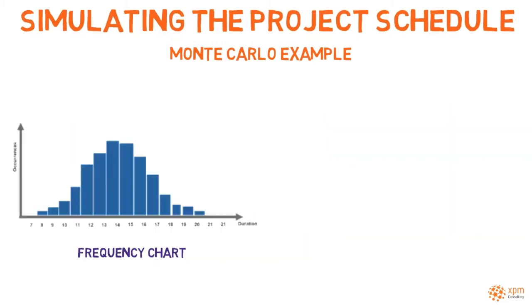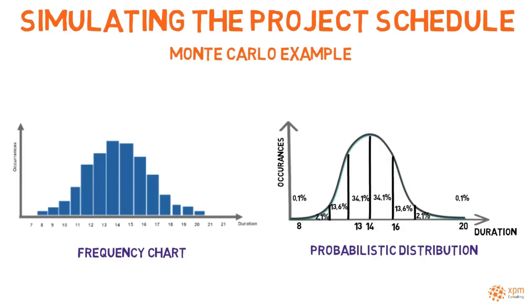The final results were combined into a frequency chart, counting the number of occurrences of alternative duration ranges. As you can observe in the next figure, the durations that occurred more often were 13, 14, 15, and 16 weeks. The potential outcomes were also represented in a probabilistic distribution, showing the likelihood of each duration.